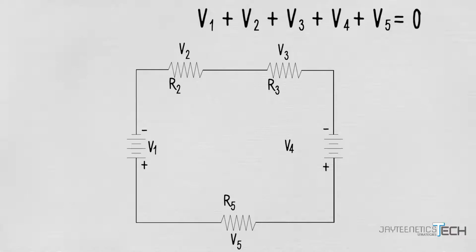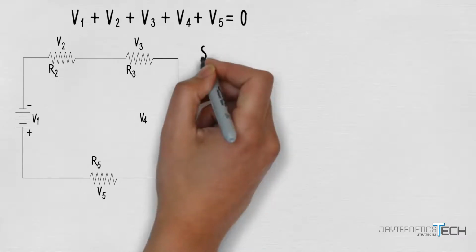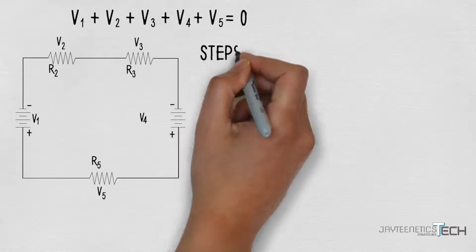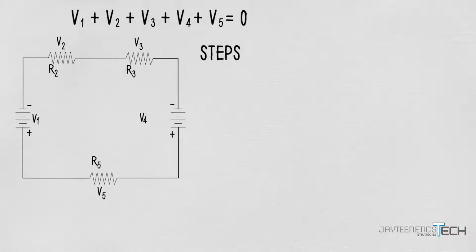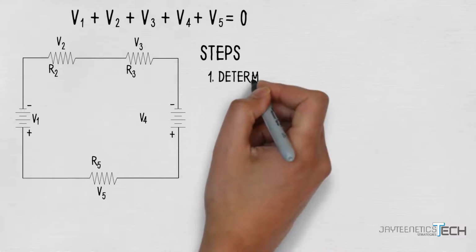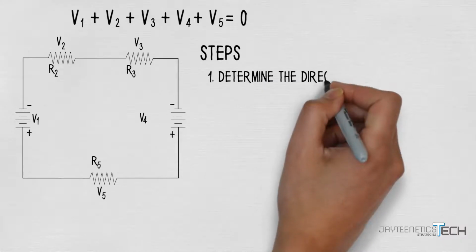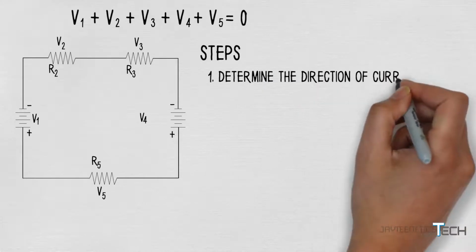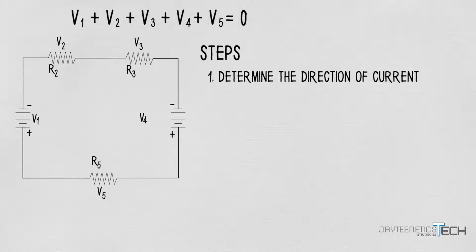There are a few steps that we need to follow in order to formulate the equation accurately. Since we need to get the sum algebraically, we need to consider the sign of each voltage to be able to calculate the unknown values correctly. The first step is to determine the direction of the current through assumption. In determining the direction of the current, we have to select a reference voltage source from where we can assume that the current is coming from.